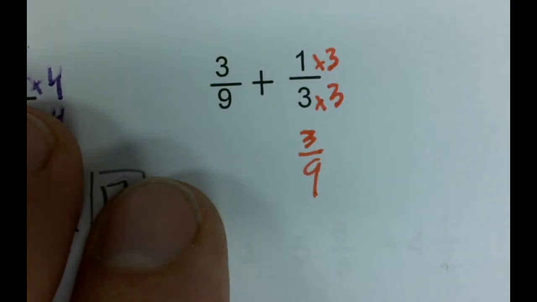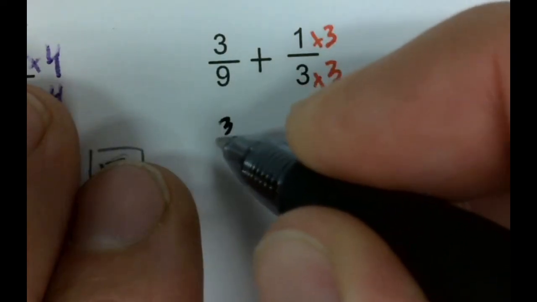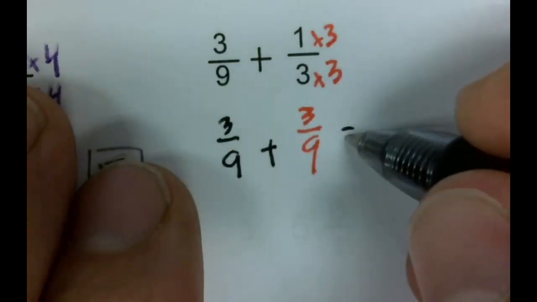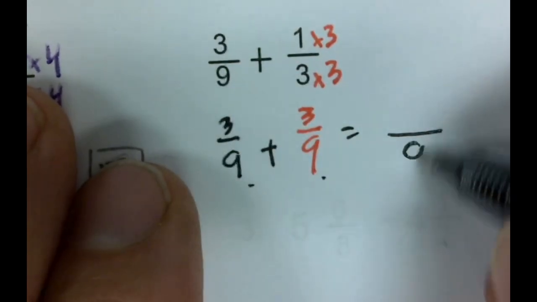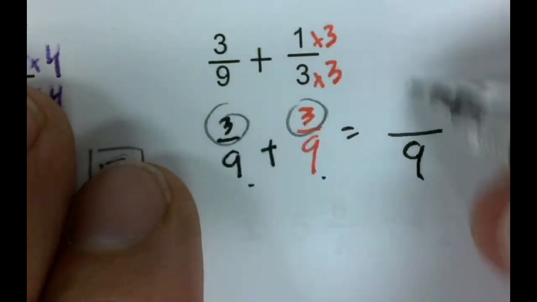Now I have 3/9. That's enough work for me, but of course as your teacher, I'm going to copy this down so you can see it all on one line. But otherwise you can just, again, keep that common denominator common. Keep it the same. And then add across the top.